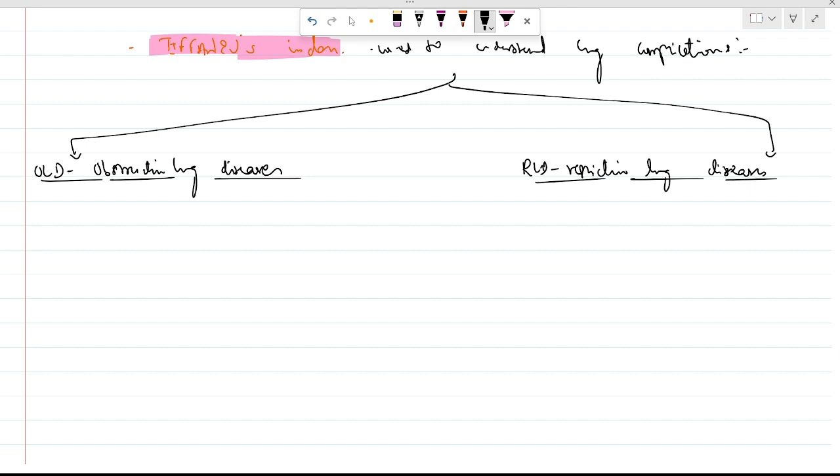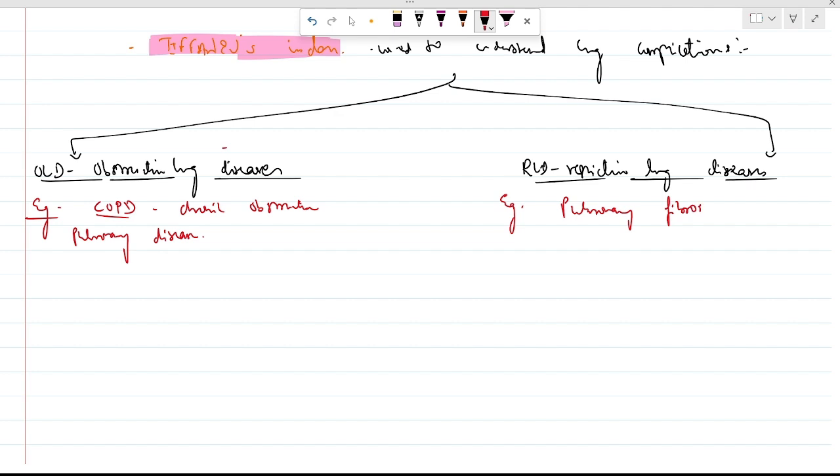In obstructive lung disease, first we will see the examples. One example here is COPD, chronic obstructive pulmonary disease. COPD is an example of obstructive lung disease. For RLD, we have the opposite example, pulmonary fibrosis. So this is the example difference.